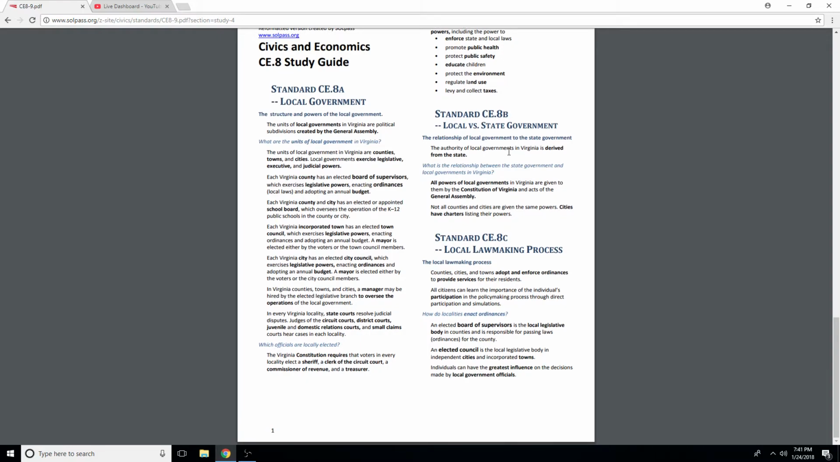All right. Here we see again, authority of local governments from Virginia is derived from the state. Derived is a fancy way of saying like taken from. So local governments get all their powers from the state government or state constitution. Again, Constitution, Acts of General Assembly. We've already gone over that a little bit, like over here. Cities have charters. Charters essentially, think of it as like a local constitution, listing their powers. It tells the cities what they can and can't do. Again, just like the Virginia Constitution tells Virginia what it can and can't do, just like the Constitution tells the United States government what it can and can't do.